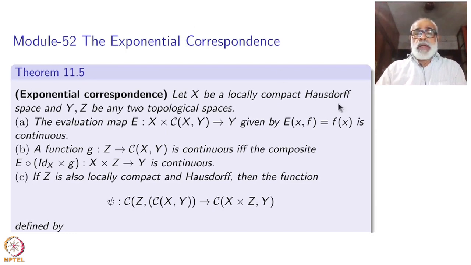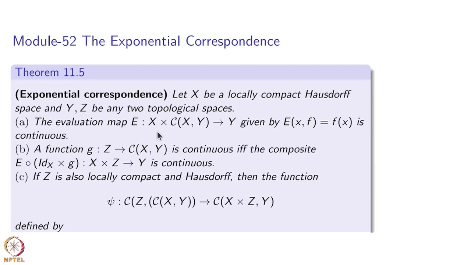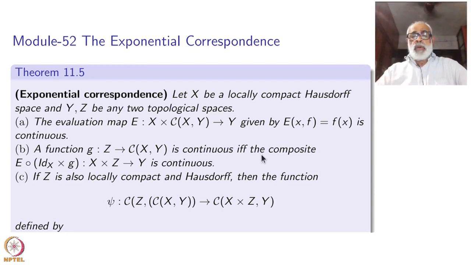Start with a locally compact Hausdorff space X. Y and Z are any two topological spaces. The evaluation map E from X cross C(X,Y) to Y given by E(x,f) equal to f(x) is continuous. This is the first statement. A function g from any topological space Z to C(X,Y) is continuous if and only if the composite E composite identity of X cross g from X cross Z to Y is continuous. So this gives you a criterion for determining when functions into C(X,Y) are continuous.